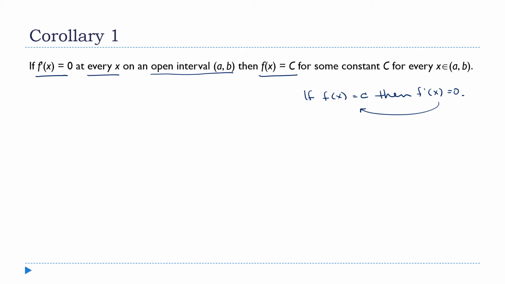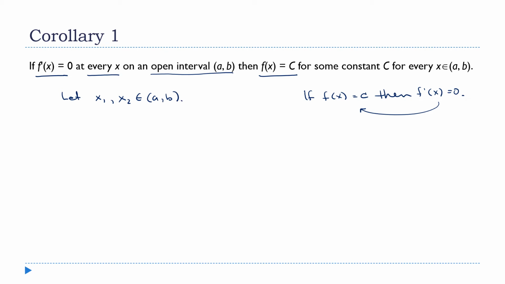All right, so let's see how we can do that. First, pick two numbers between A and B, because I want to show that for every number on that interval, f(x) is a constant. So pick two numbers. Let x1 and x2 be on this open interval, and assume they're different.